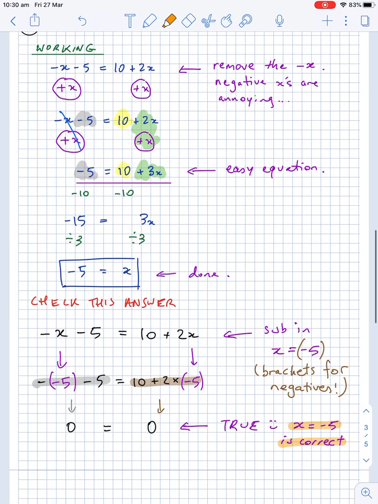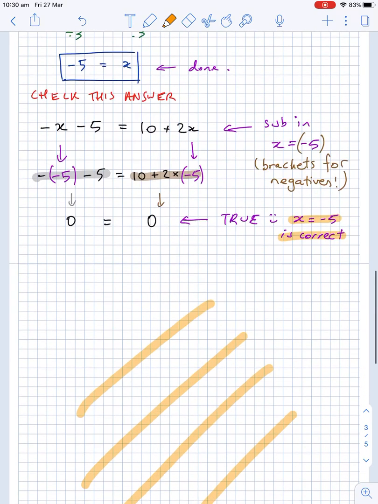Done. Again, we want to check this answer. So what we do is we go back to the original question. We write that down and we change our x to our answer. So our x is changing to a minus 5. When you're subbing in a negative number, remember, put your negative 5 in brackets because it can stuff you up if you don't, especially if you're putting some of these into your calculator. Okay, so the negative comes down, the x changes to minus 5, and the minus 5 comes down. And if we put this into our calculator, it comes out as 0. Or if we do it in our head, the negative of negative 5 is a positive 5. So positive 5 take away 5 makes 0.